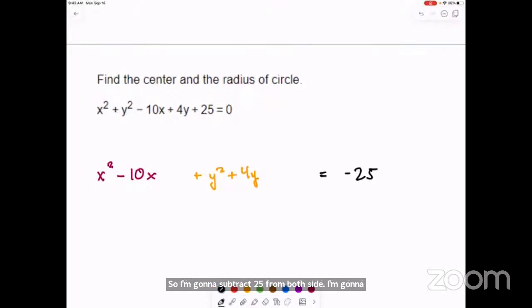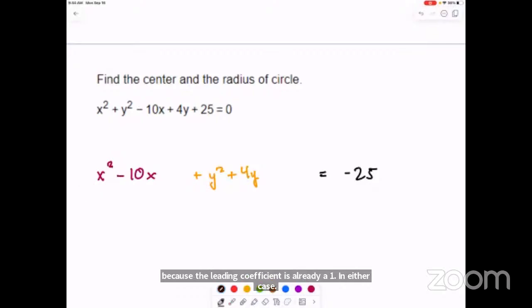So I just rearranged everything. I grouped my x terms together and left a little bit of space. I grouped my y terms together and left a little bit of space. And the constant term, I moved to the right side of the equal sign by subtracting 25 on both sides. Now, remember last time we said that the leading coefficient needs to be a 1. We got lucky here because the leading coefficient is already a 1 in either case.